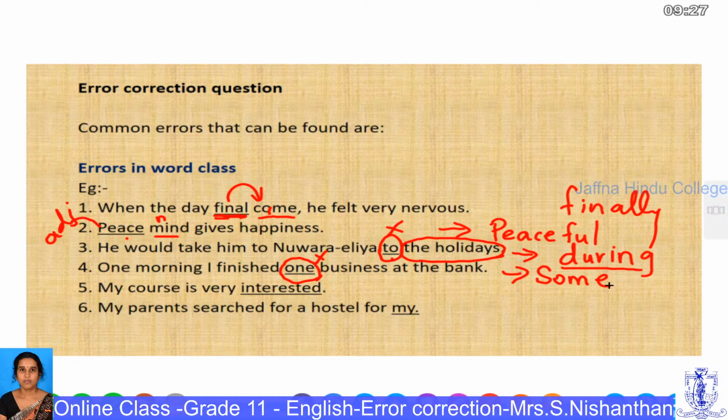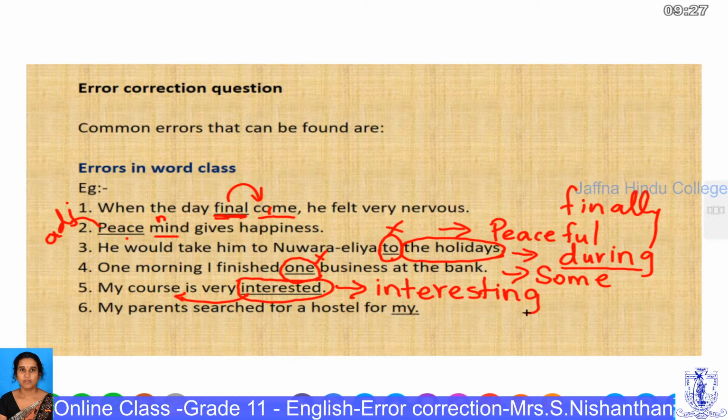My course is very interested. In this instance, this word should describe the course, my course. So, it should be, but it should be interesting. My course is very interesting. This is an adjective, interesting. Interesting course, interesting storybook. Right.